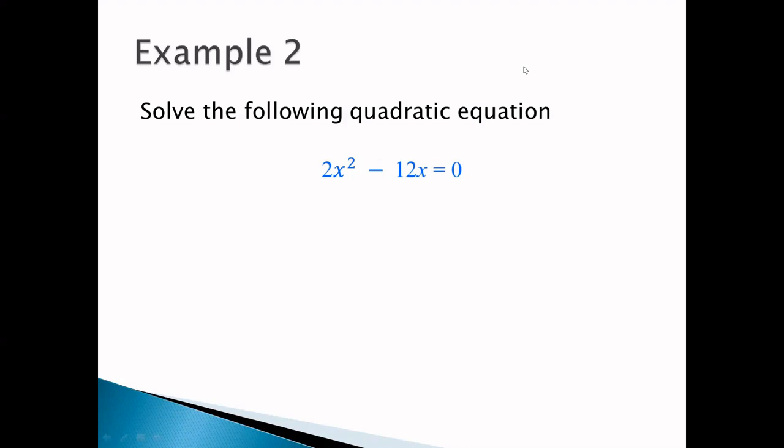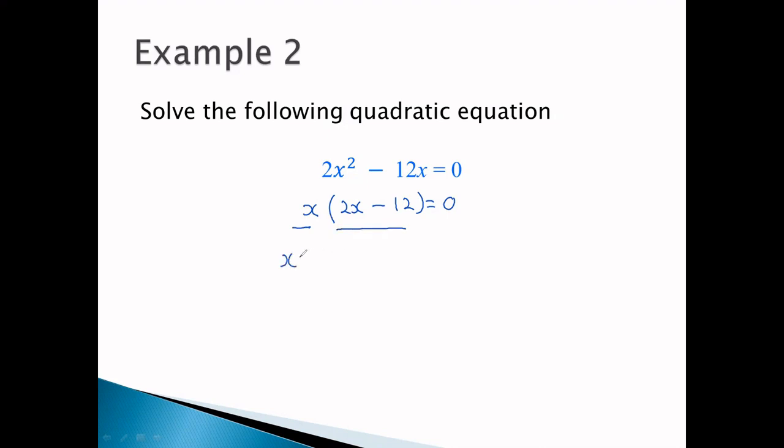Now, looking at example 2, again, I have to determine what type of factorization am I using here. Okay, it looks to me like it is common factor factorization. So what's a common factor? You have 2x, but in this case, it doesn't even matter for the coefficient. I can just simply say x is the common factor. So x times 2x minus 12 equals 0.